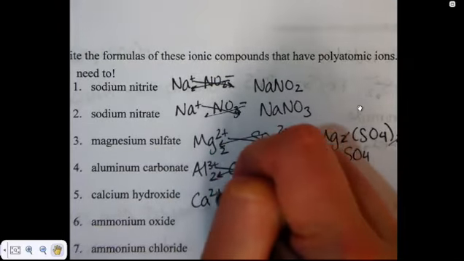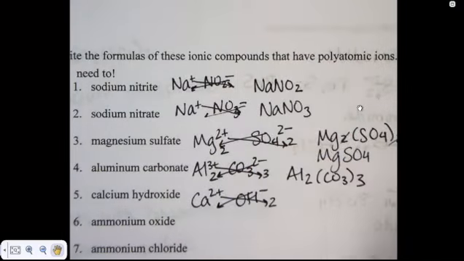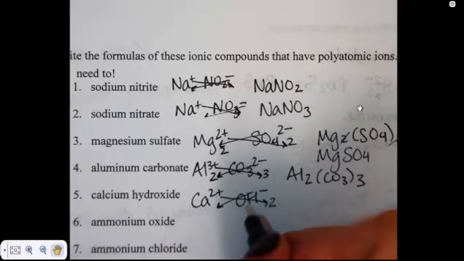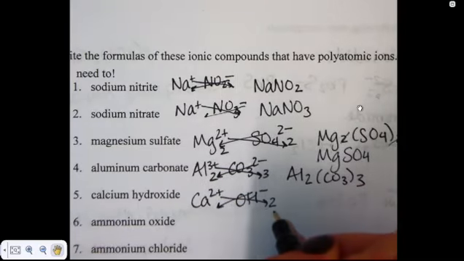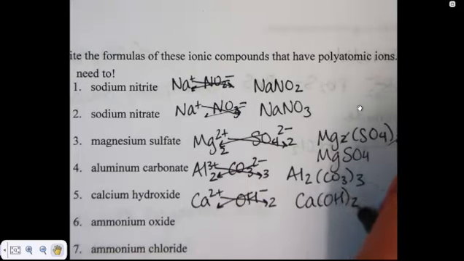Calcium hydroxide, Ca2 plus, OH minus. Now, there's something special about hydroxide. We are going to use parentheses because we want to make sure that we're showing that we have 2 hydroxide ions, not just 2 hydrogens. So Ca(OH)2.